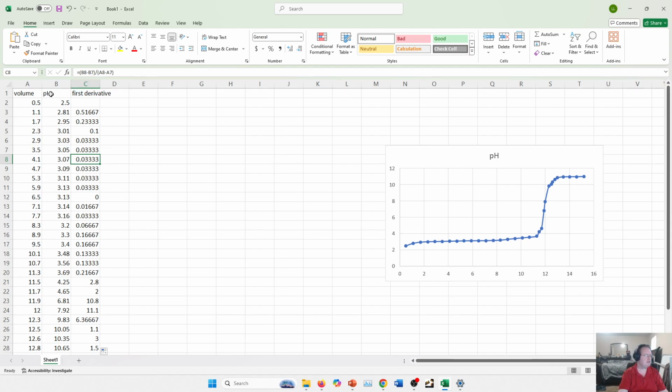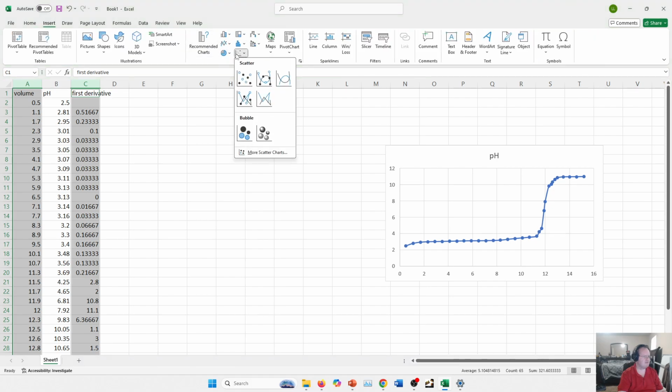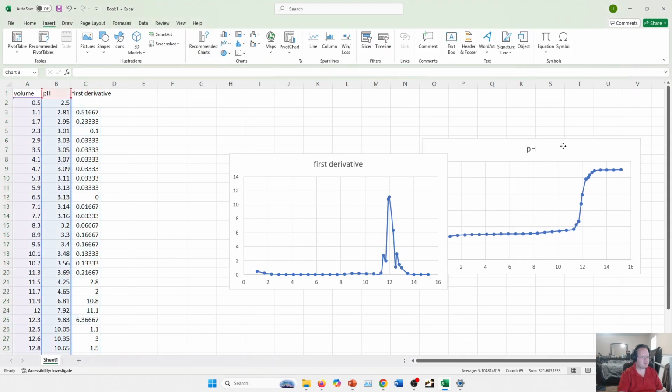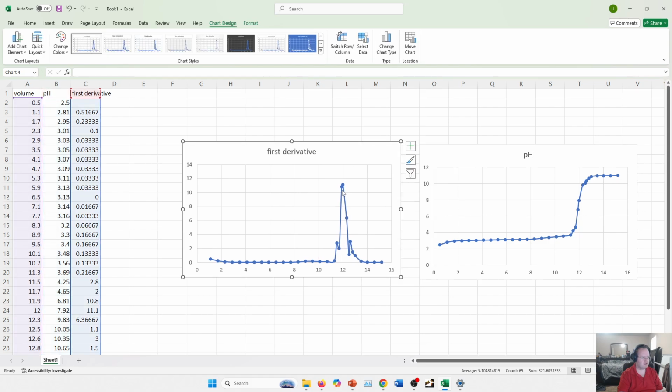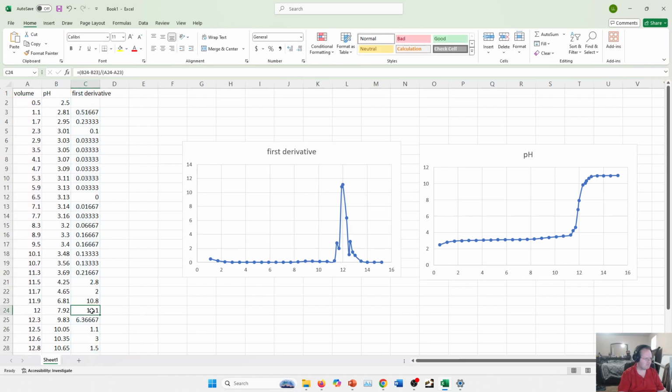Now I'm going to make a graph of this. So I'm going to do A, hold down Control, click C. This will let me do A and C. I'm going to make a graph of this now. In my first derivative graph, you'll notice there are 2 points that are close, but the highest one is here, is at 12. I can also go into my data here, and I can see that at 12, it's 11.1, at 11.9, it's 10.8. Wherever the value is largest, that is the point that is closest to your equivalence point.